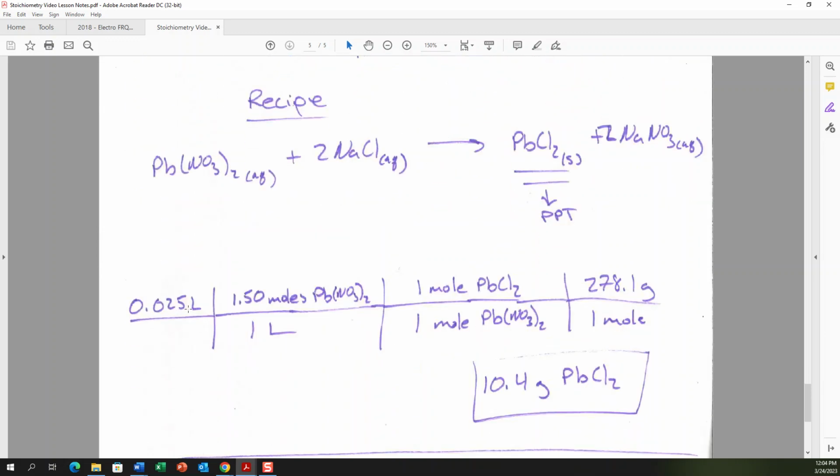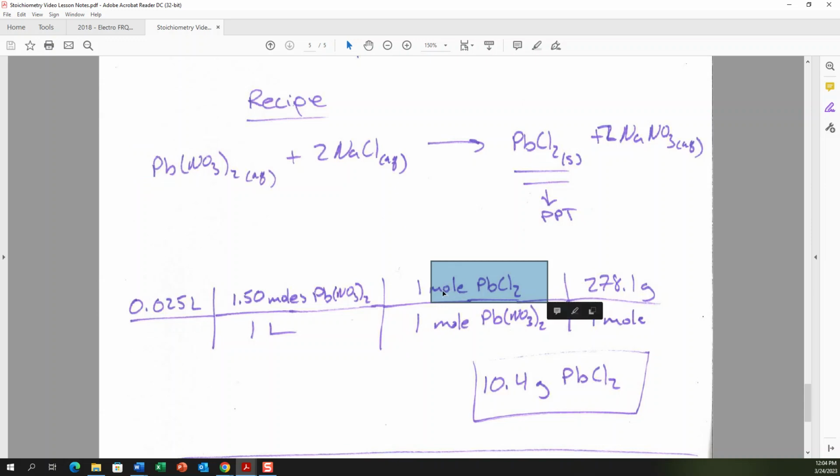So we'd have to convert our 25 milliliters to liters. So we take 0.025 liters times the molarity. Remember, molarity is moles per liter. That's going to cancel out liters and gives us moles of the lead(II) nitrate. This one's an easy mole ratio. It's a 1-to-1. 1 mole of lead(II) chloride for every 1 mole of lead(II) nitrate. It's a 1-to-1 ratio. Boom, boom, boom, right there. That'll cancel out moles of lead nitrate and give us moles of lead chloride.